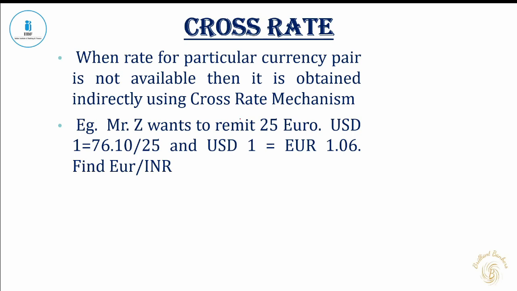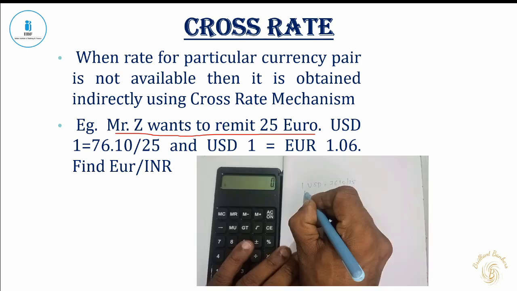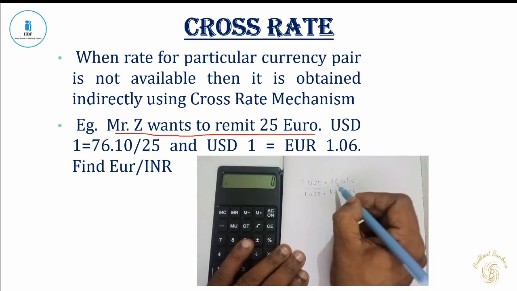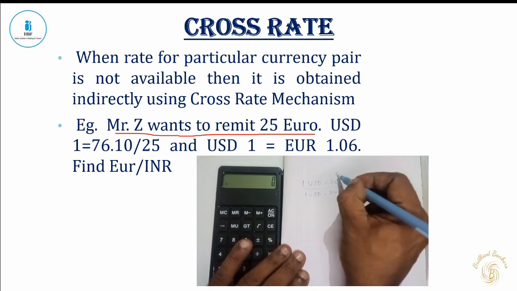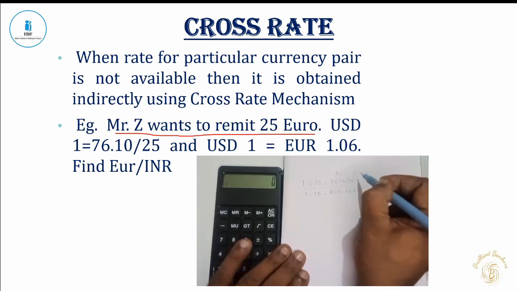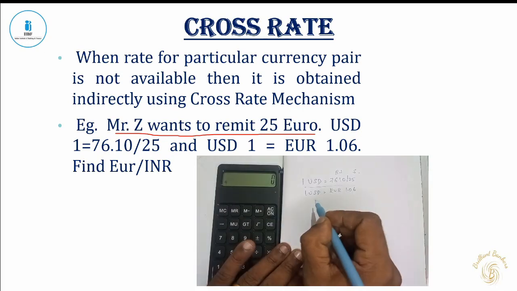So in this condition, Mr. Z wants to remit 25 euros on an import that he has done. We will be going for the calculation here. In the calculation, it is mentioned that USD 1 is 76.10 oblique 25, where 76.10 is the bid rate and 25 is the selling rate. So the bank is ready to buy at 76.10 and sell at 76.25. 1 USD is equal to euro 1.06.